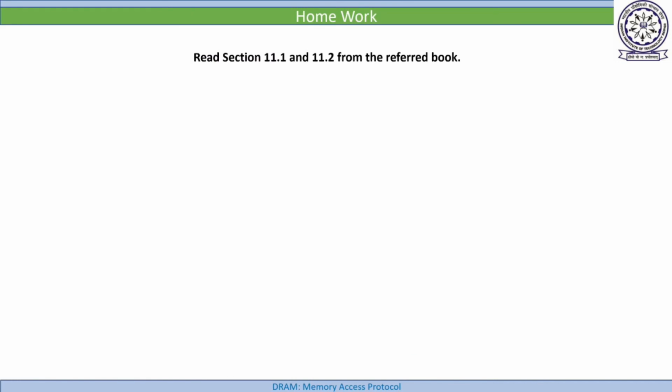So there is some homework for you. What I am expecting from you is that you read these two sections from the book I have mentioned in my first slide. That is section 11.1 and 11.2.